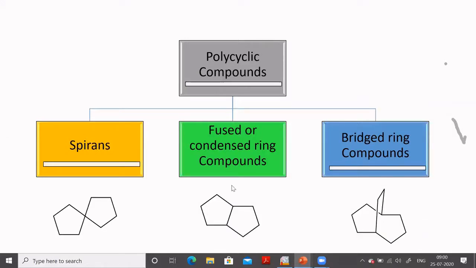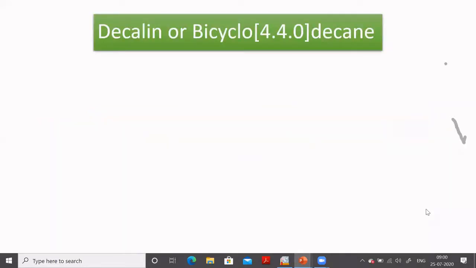So we'll start with the first, that is fused ring compounds. And the most important example I'll be discussing here is Decalin. Now, this is a fused ring compound. That means they will have two common atoms which are adjacent to each other. This Decalin is generally present in two forms, two geometrical isomers. One is a cis form and one is a trans form. So let us discuss the first one, that is the cis form.